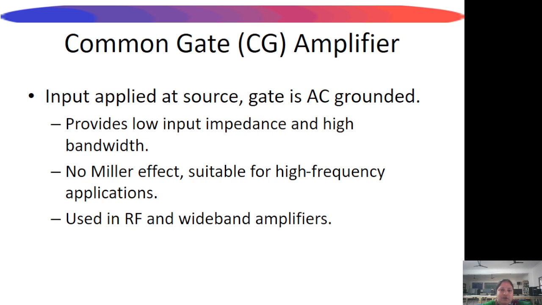Due to the absence of Miller effect, it offers high bandwidth. Phase inversion does not occur in this amplifier. Common gate amplifiers are suitable for high frequency and RF amplifications. They are commonly used in current buffers. Low input impedance makes them ideal for certain signal sources. Although gain is moderate, speed is high. This makes common gate amplifiers valuable in wideband circuits.